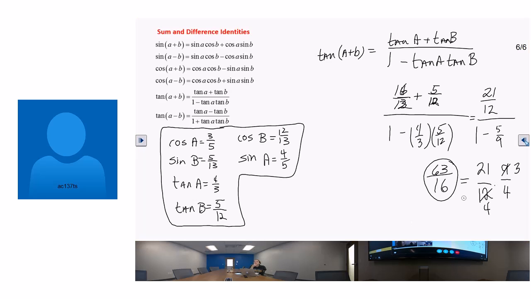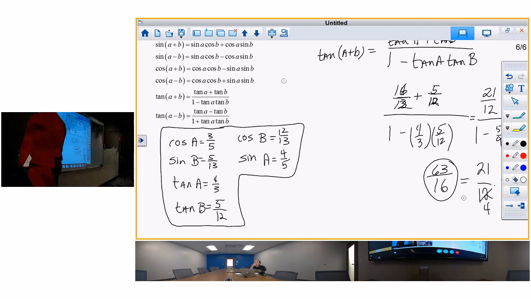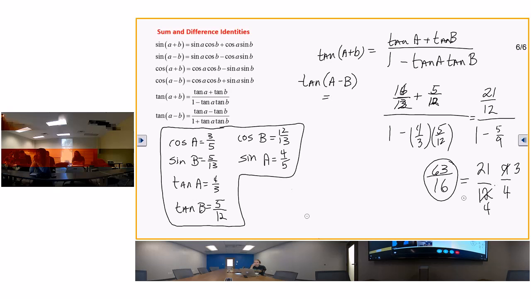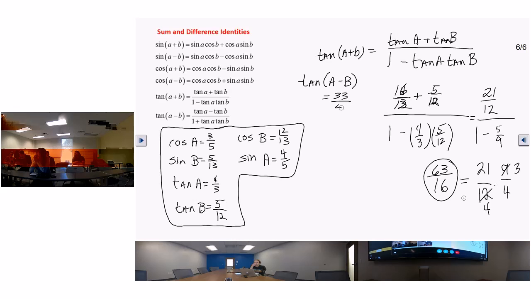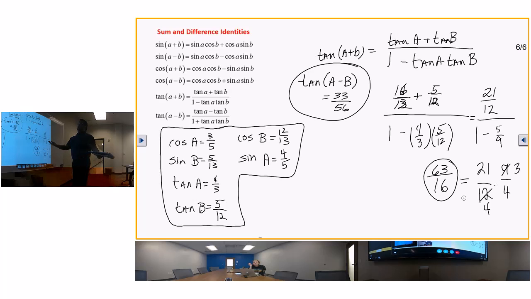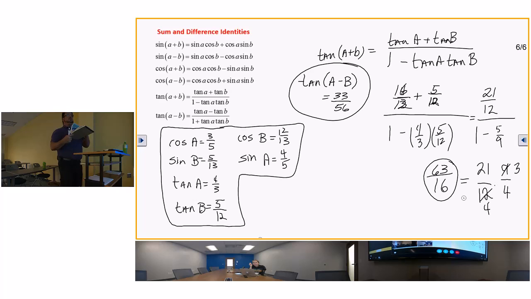A minus B comes out to be, and you can do all of these really if you wanted to. Do the tangent of A minus B for extra work. Tangent of A minus B is 33 over 56. Since you've got everything now, you can do all 6 identities with this problem. That'd be good practice for you along with your homework on 9.2. So you're responsible for 9.1 and 9.2 homework.